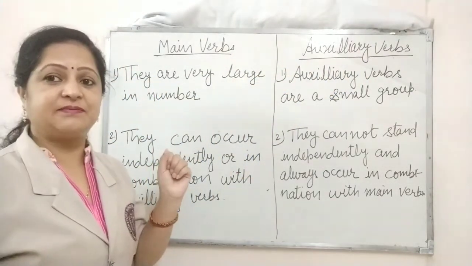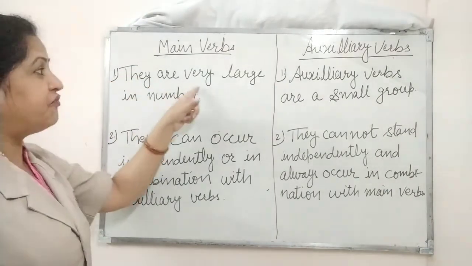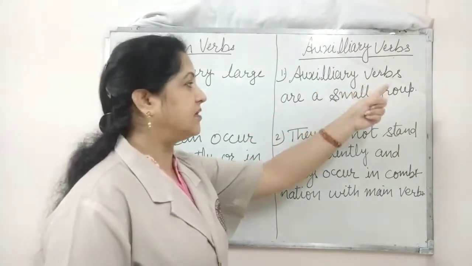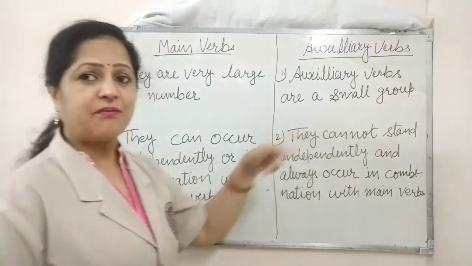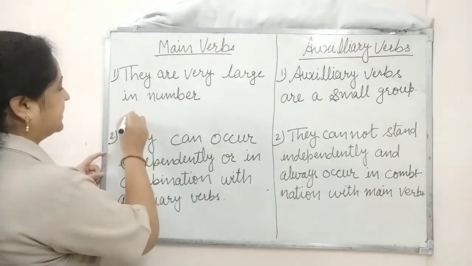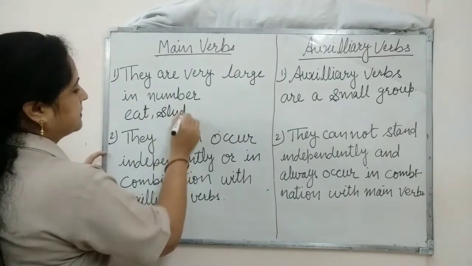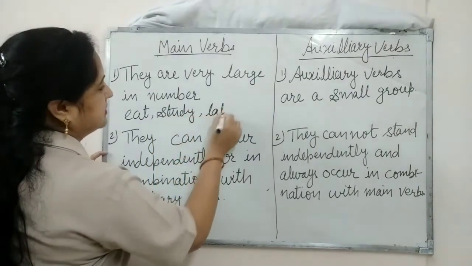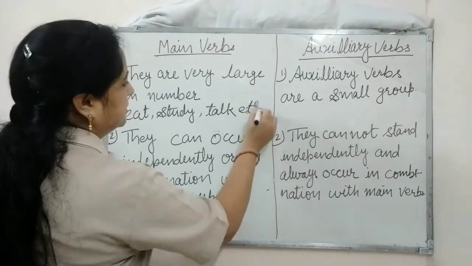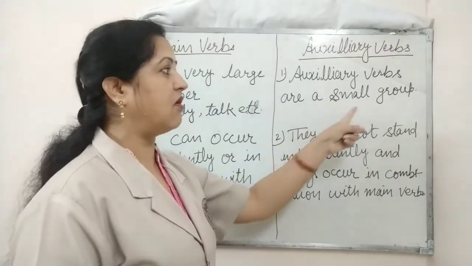The first difference between main verb and auxiliary verb is that main verbs are very large in number, whereas auxiliary verbs are a small group. For example, main verbs are eat, study, talk, etc. All these are the main verbs. Whereas, as I told you, auxiliary verbs are a small group.